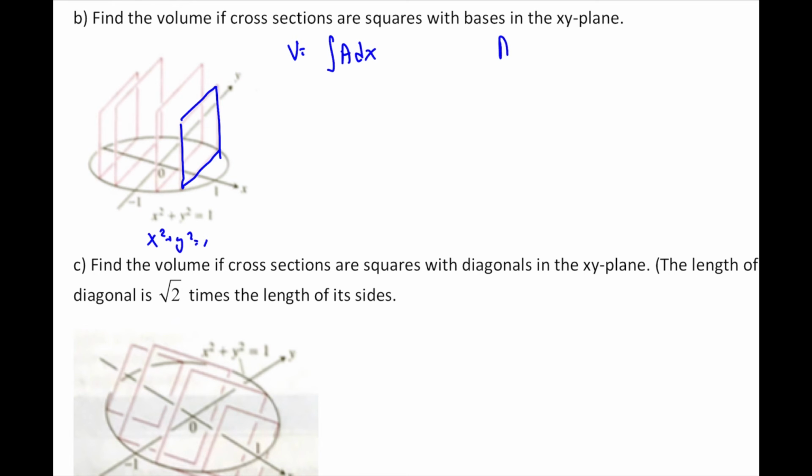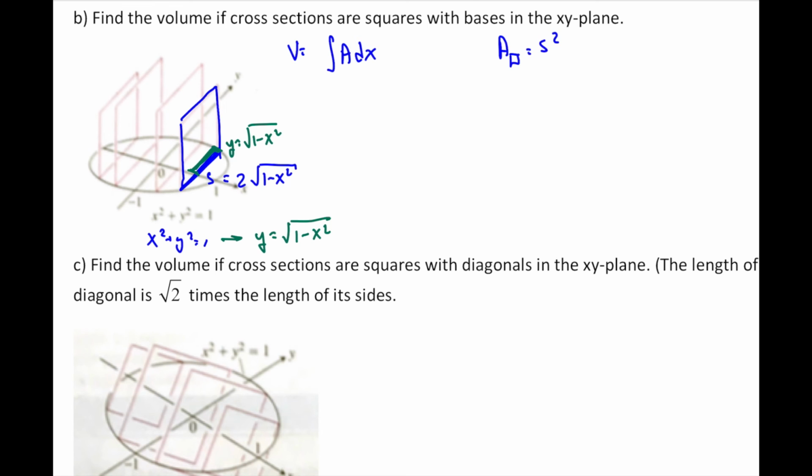Oh, area of a square is the base squared, side squared. The base is that whole distance across there. There's our s. Now I'm going to take my equation, x squared plus y squared equals 1, and solve this for y equals square root of 1 minus x squared. That's the distance from our x-axis up to the edge of that circle. So we have y equals square root of 1 minus x squared going forward and going the other direction. So the entire side s is actually 2 square root of 1 minus x squared.